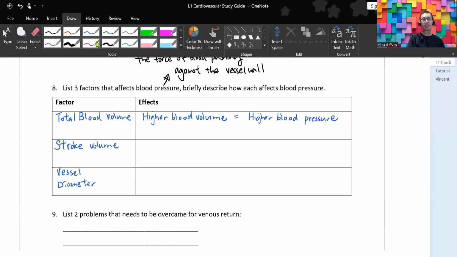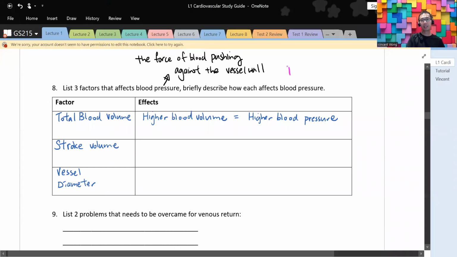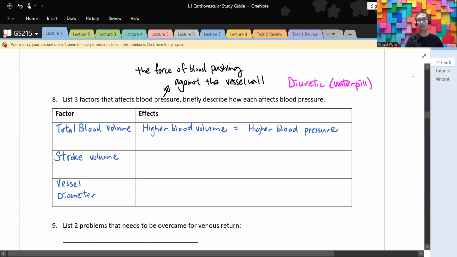is what's called a diuretic. Diuretic, or sometimes more commonly known as the water pill. Does anybody know what that is? Has anyone heard of diuretic? Yeah, what does it do? Make people with high blood pressure go to the bathroom. Yeah, that's exactly it. So this makes people go to the bathroom more frequently.